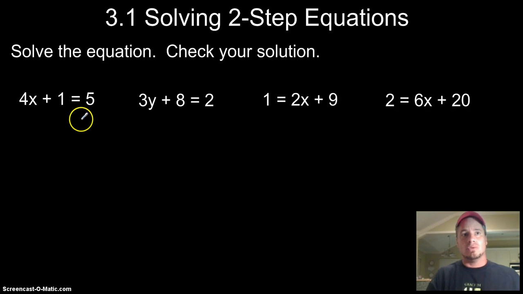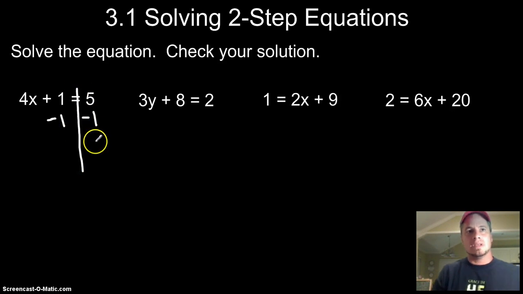So we deal with the easy stuff first. Okay, so I want to get rid of the 4 and the 1. So the first step here, because 1 is positive, I want to subtract 1. Okay, and I'm going to do that from both sides of the equal sign. I kind of like to draw a little line down this way. Okay, so this cancels, and I get 4x equals 5 minus 1 is 4.